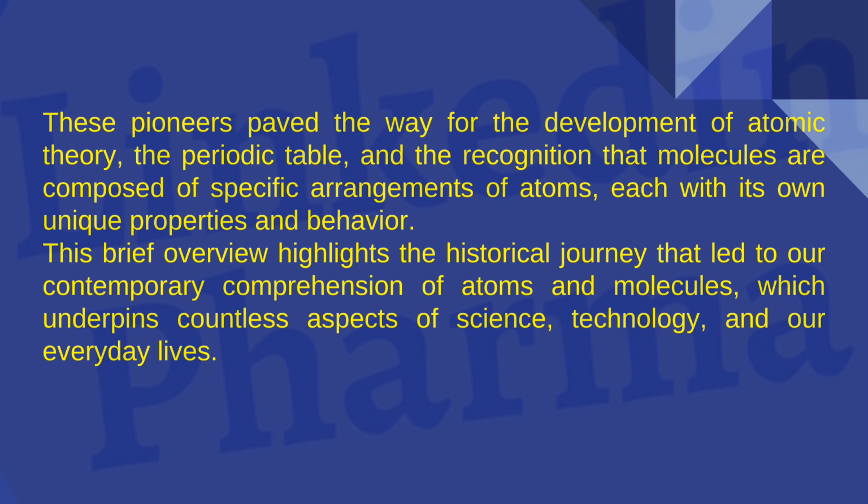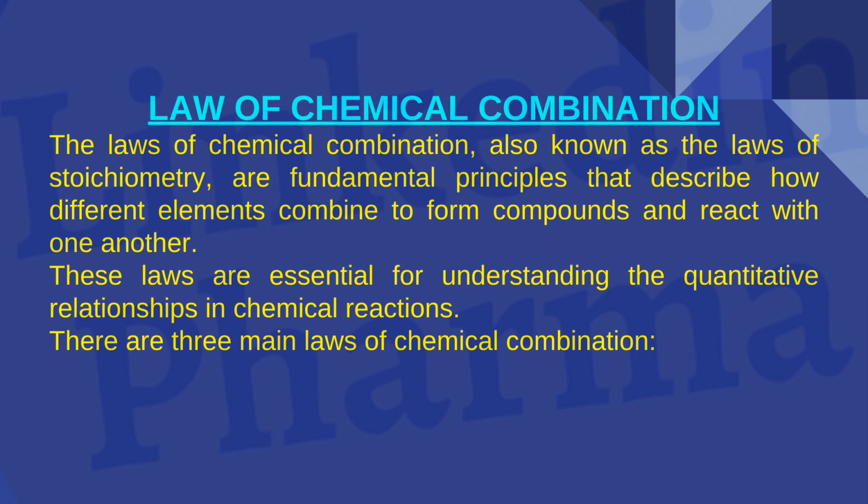This brief overview highlights the historical journey that led to our contemporary comprehension of atoms and molecules, which underpins countless aspects of science, technology, and our everyday lives. Law of chemical combination. The laws of chemical combination, also known as the laws of stoichiometry, are fundamental principles that describe how different elements combine to form compounds and react with one another. These laws are essential for understanding the quantitative relationships in chemical reactions.